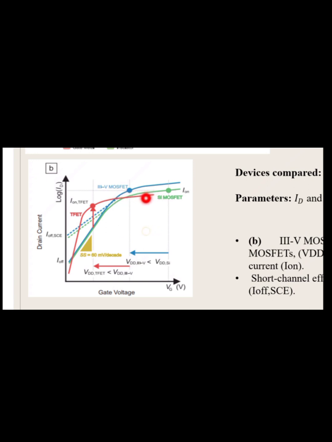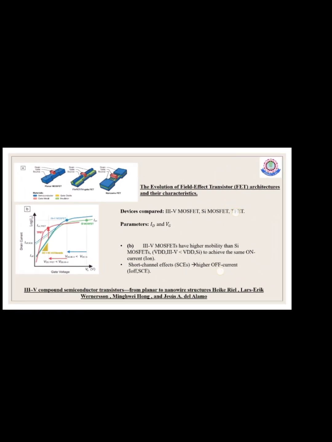So although the on current of this T-FET is lower than the silicon and the III-V MOSFET, it can be achieved at a very small voltage. At the very small voltage itself, the high current is being achieved. So as I said, it is actually a disadvantage. So this is all about this slide.